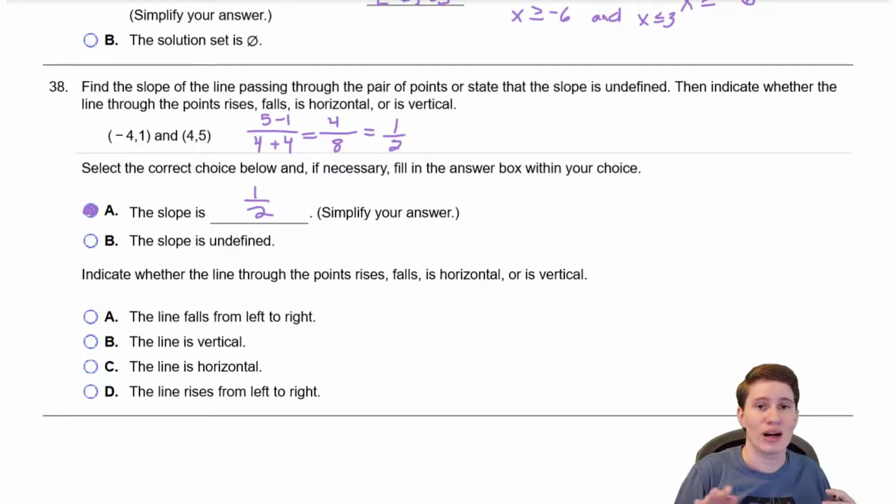But rises means rises to the right, falls means falls to the right, that we look from left to right, just like how we read. And actually it says that in those choices, so that's helpful. So a positive slope rises and a negative slope falls. So that means that this line rises from left to right because it's a positive 1/2.